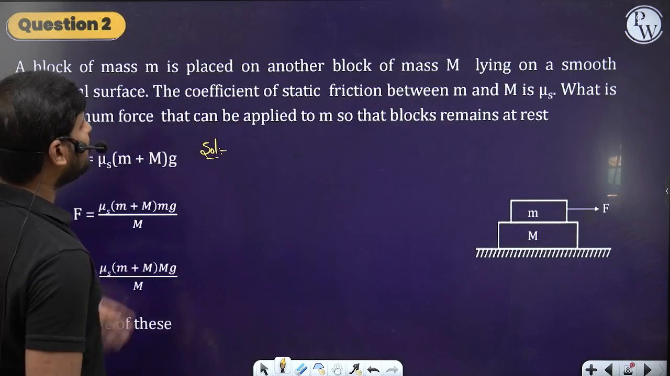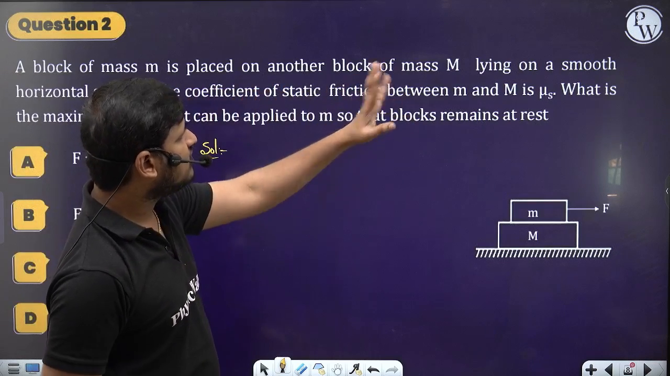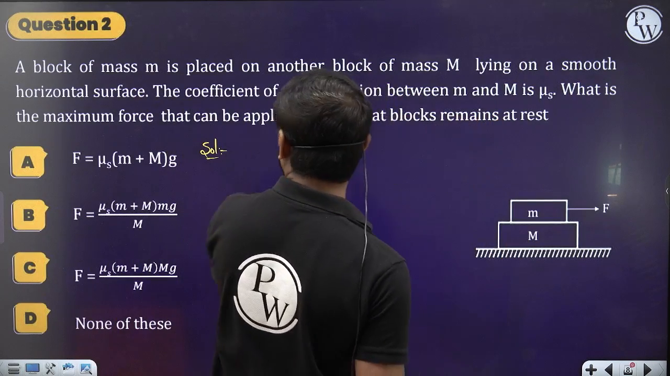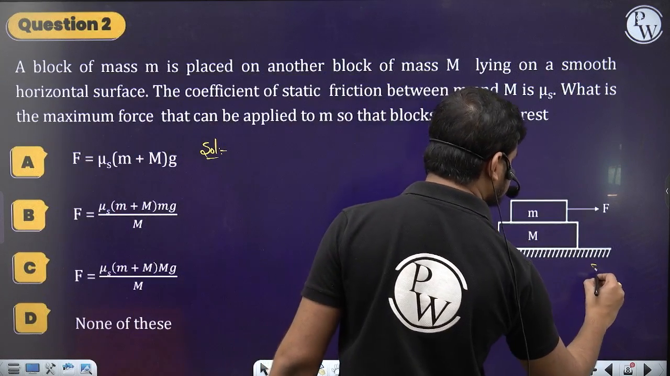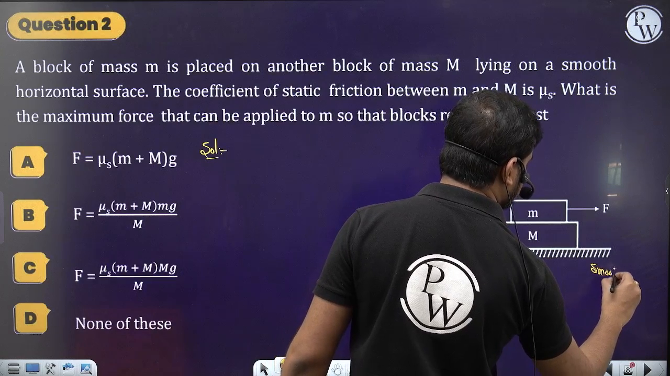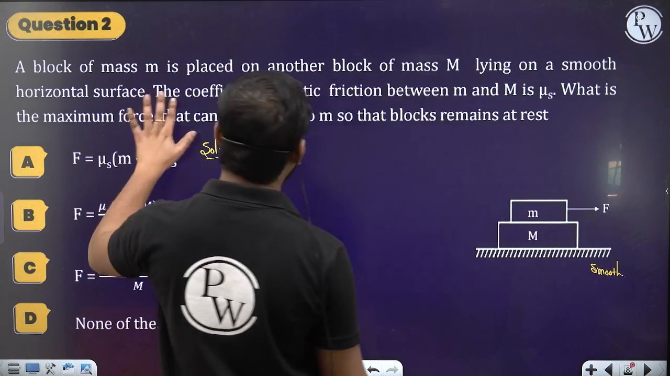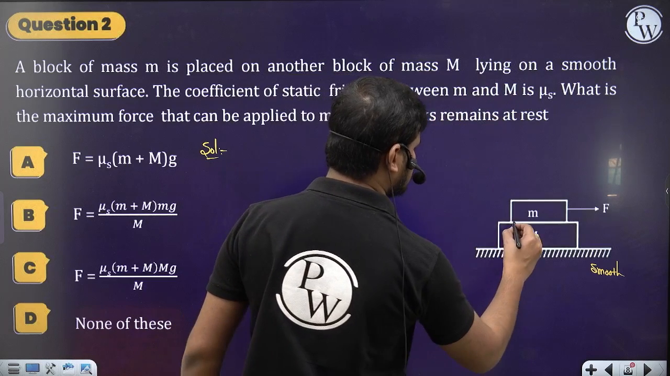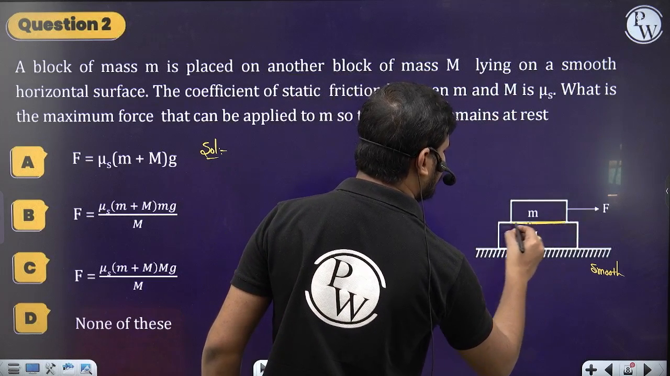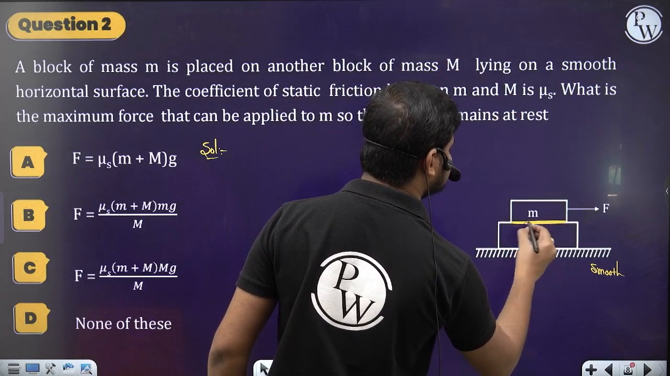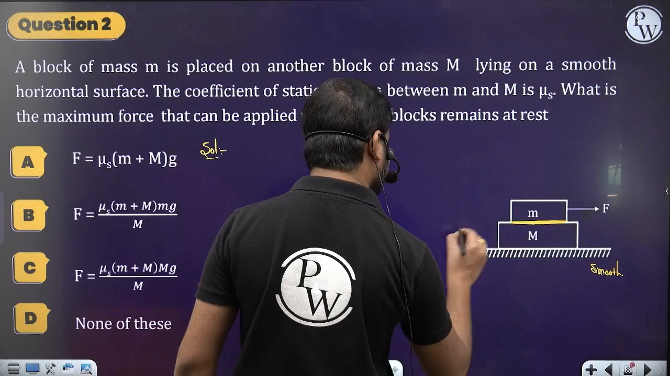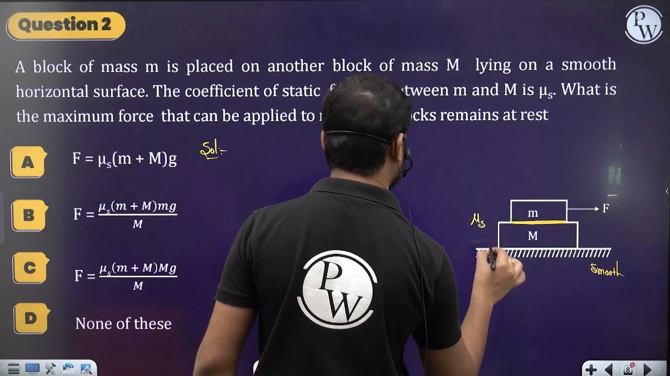A block of mass m is placed on another block of mass capital M. See here, two blocks lying on a smooth surface. This is a smooth surface, there is no friction. The coefficient of static friction between m and capital M is mu s. So here is the point of contact, and this surface is rough, they are saying. The coefficient of friction between these two blocks is mu s.